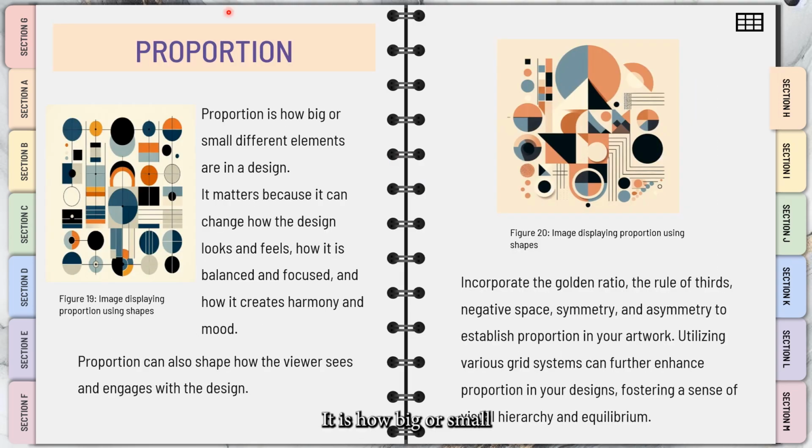Proportion. Proportion is how big or how small different elements are in a design. This matters because it can change how a design looks and feels. It can create a sense of balance and focus, and also creates harmony and mood within the design. As seen in figure 19, this displays different proportions using shapes. Also seen in figure 20.